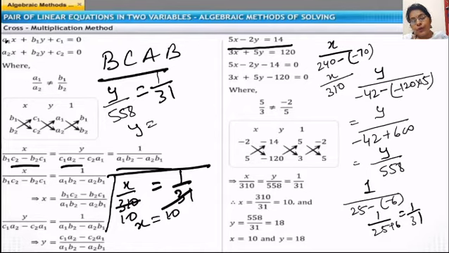So y is equal to 18. 18 3s are 54, and 18 ones are 18. So 31 18s are 558. So in this way, we have got the solution. Now I'm just trying to solve one question related to it.